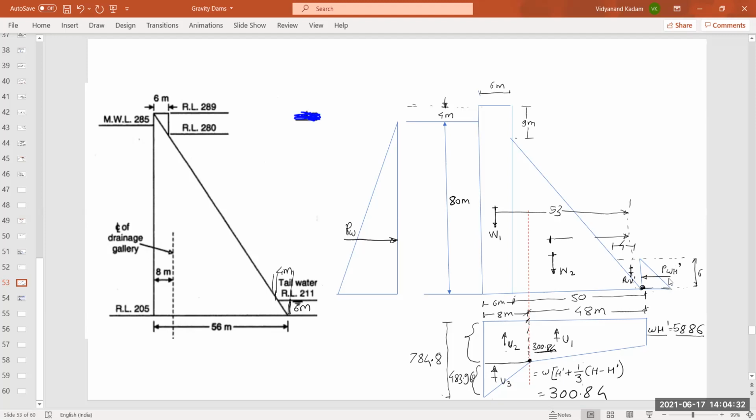So try to solve this at home. After calculating summation M, you have to calculate x bar. After calculating x bar, you have to calculate E, and after calculating E, you have to calculate Pn at toe and heel. So that is the final required answer.